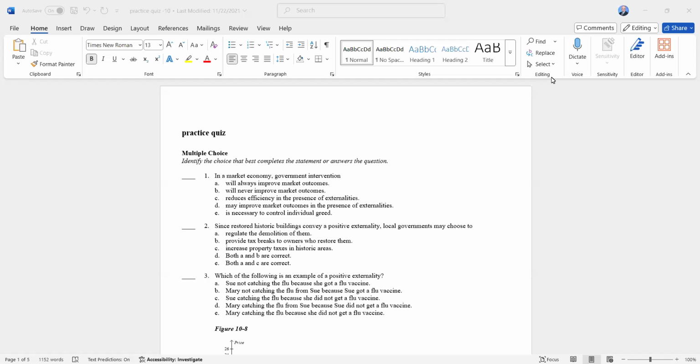Number two, since restored buildings convey a positive externality, local governments may choose to regulate the demolishing. By regulate, they mean slow down the demolishing of them. B, provide tax breaks for owners. Yeah, so you get an incentive for owners to fix them up. Increase pro, no, you're not going to increase pro. So it's going to be D, A, and B.